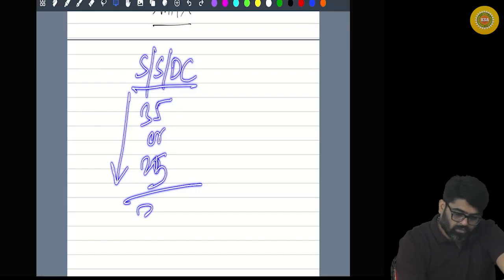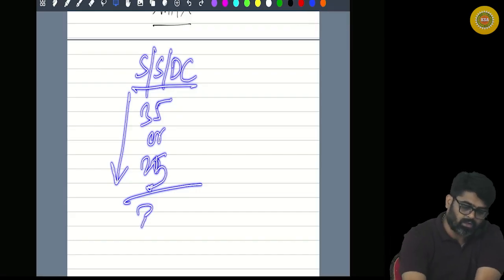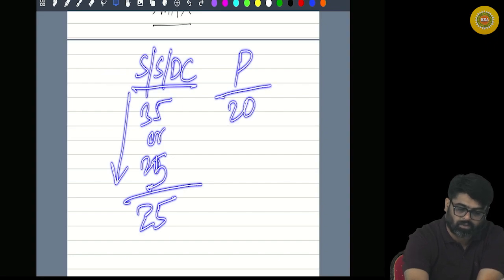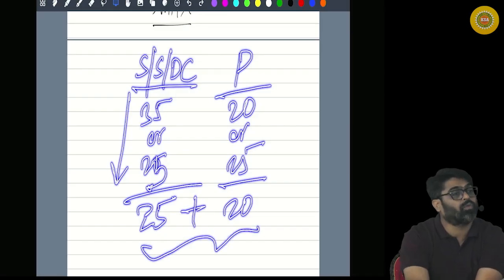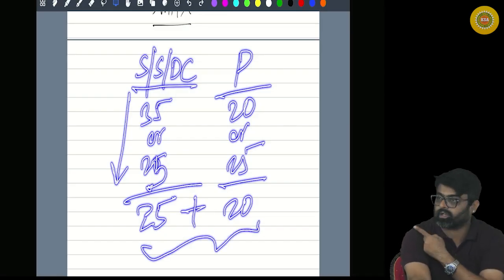35 or 25, whichever is lower: 25. Yes or no? And for your parents, how much was the payment? 20. 20 or 25, whichever is lower: 20. So your total deduction should be 45. This is correct.